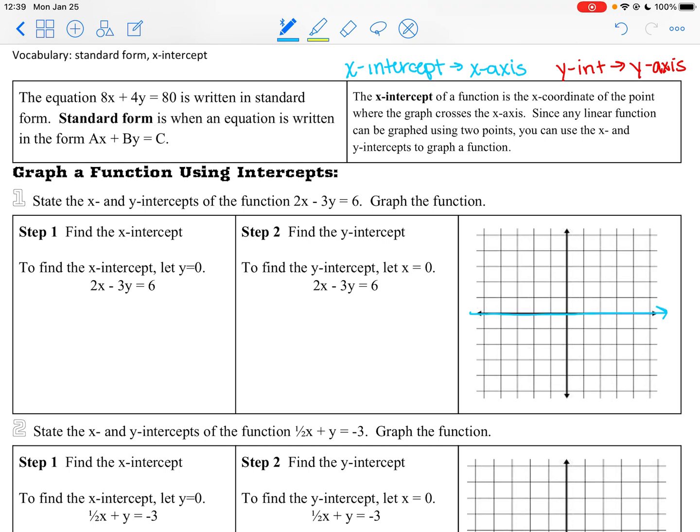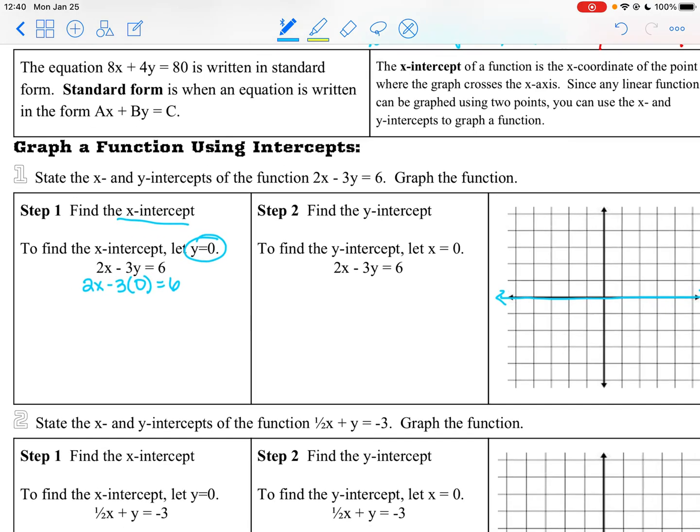So to find the x-intercept of this particular equation, I'm going to take the equation that we're working with and I'm going to write it twice, once for the x-intercept and once for the y-intercept. And to find the x-intercept, I'm going to plug in 0 for the y. So all of those points we looked at had a y value of 0. So in the equation, I'm going to replace the y with a 0. So now it says 2x minus 3 times 0 equals 6.